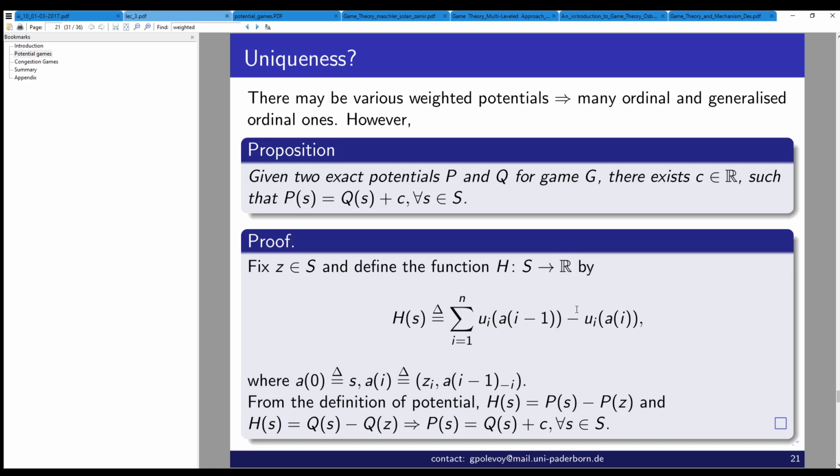Therefore, P in S is equal to H in S plus PZ, and Q in S is equal to H in S plus QZ. So the difference is only what happens in point Z. Now, since Z is a fixed point and does not depend on S, we have proven that P and Q are equal up to a constant, and the constant is something which does not depend on S, on the point in which we evaluate those functions. So we prove that two exact potentials would be the same up to a constant. So the exact potentials are unique up to a constant.